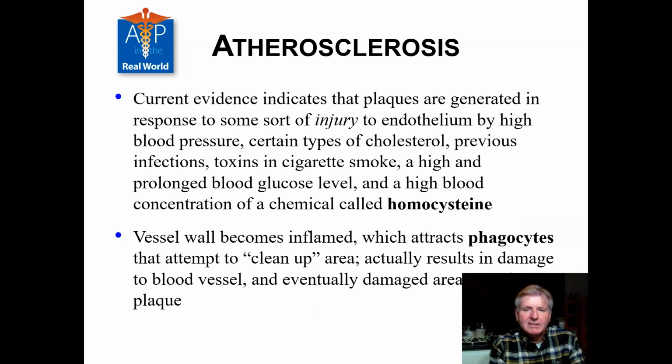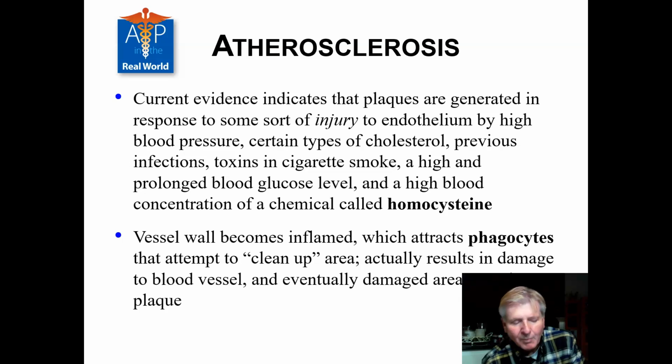There is evidence that plaque generates in response to some sort of cellular injury to the endothelium by high blood pressure, certain types of cholesterol, especially your bad cholesterol, the LDL and the very low density lipoprotein cholesterol, previous infections, toxins in cigarette smoke, hyperglycemia, high blood sugar level, like you see in diabetes, and a high blood concentration of a chemical called homocysteine. And so this is what gives a genetic component to atherosclerosis.